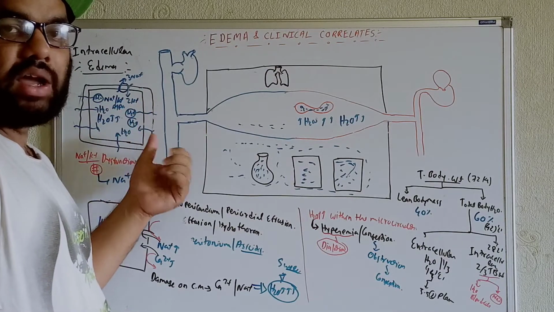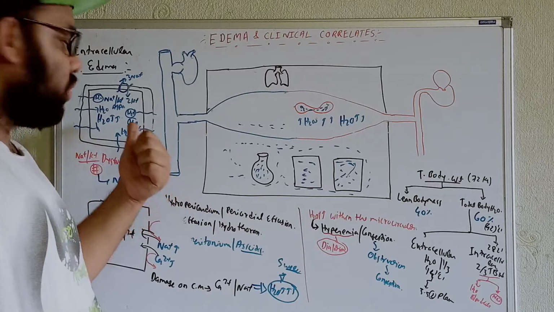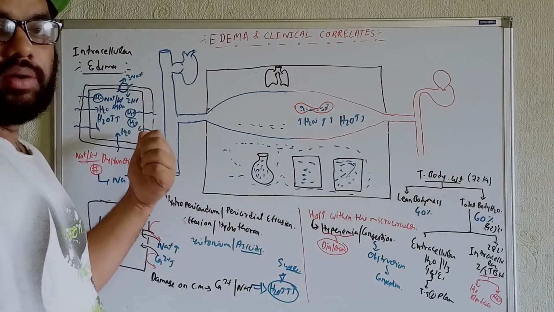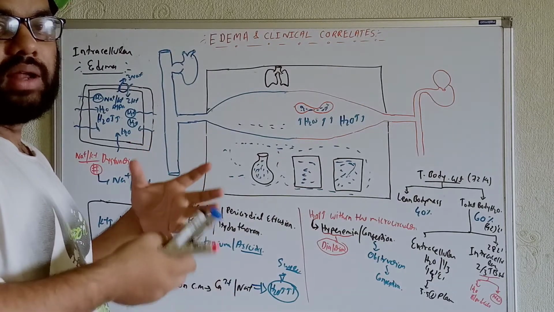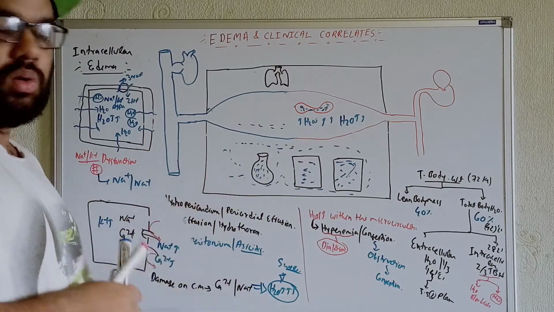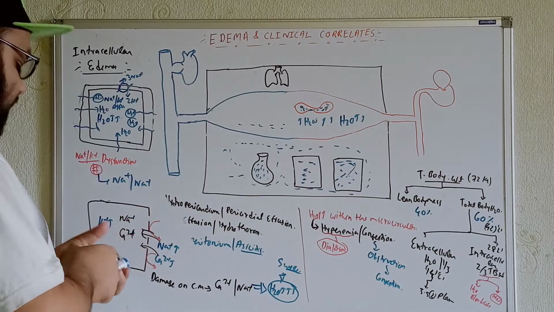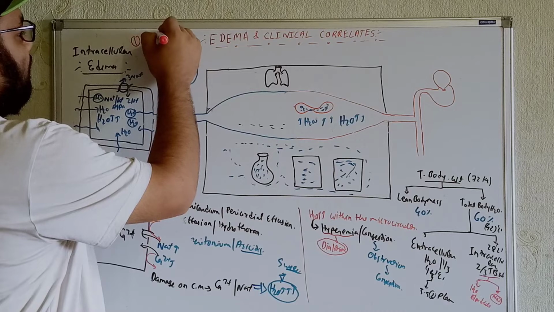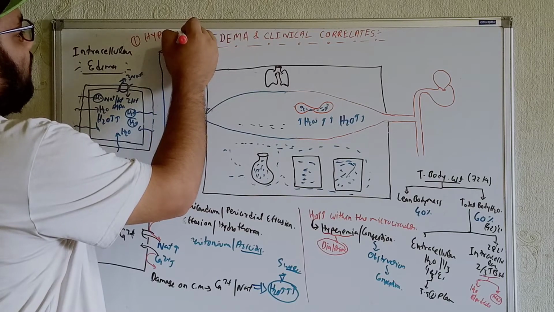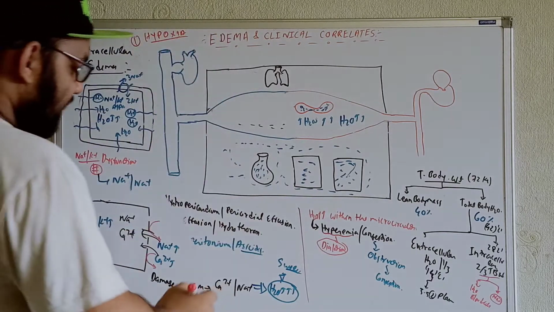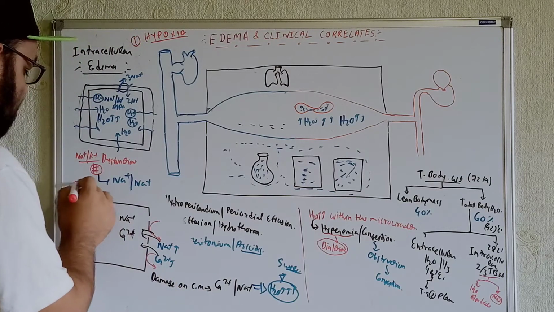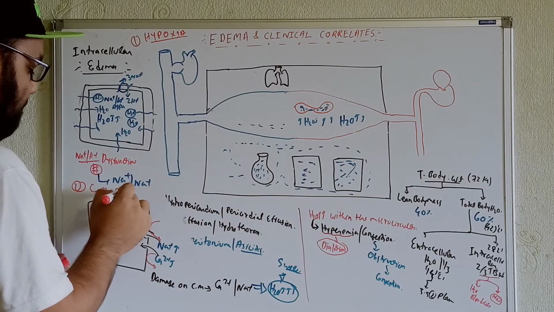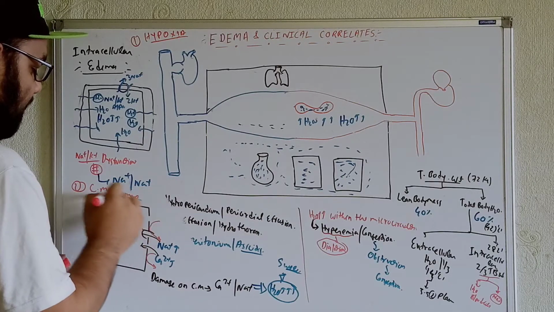As a result, we get the accumulation of sodium within the cells. Whenever sodium accumulates within the cell, it attracts too many water molecules, and we see cellular swelling. Okay, so the first reason here is hypoxia. The second reason is cell membrane damage.